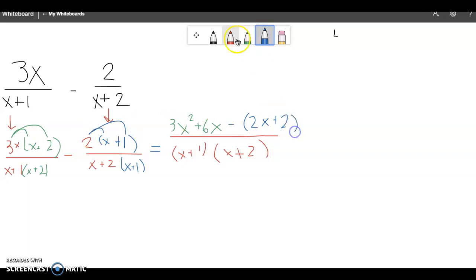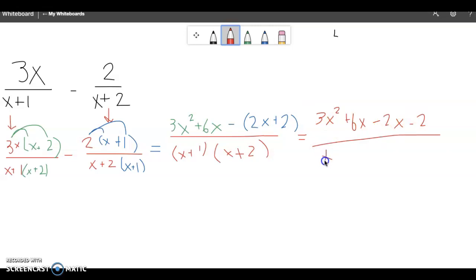And now we want to go ahead and combine any like terms, but being mindful of this subtraction sign. So just to show you the extra work that you could write out, so everything is simplified, we have 3x squared plus 6x, but now minus 2x minus 2 all over x plus 1 times x plus 2.